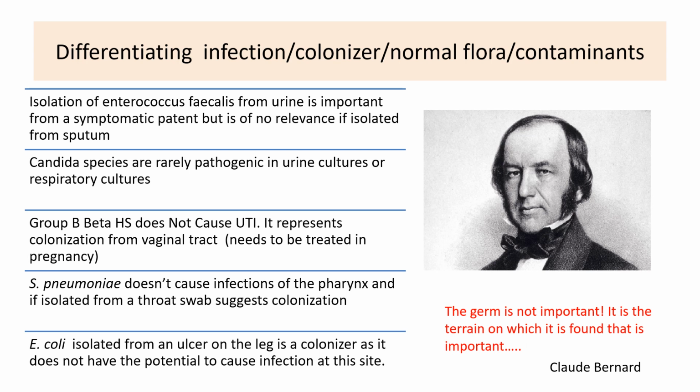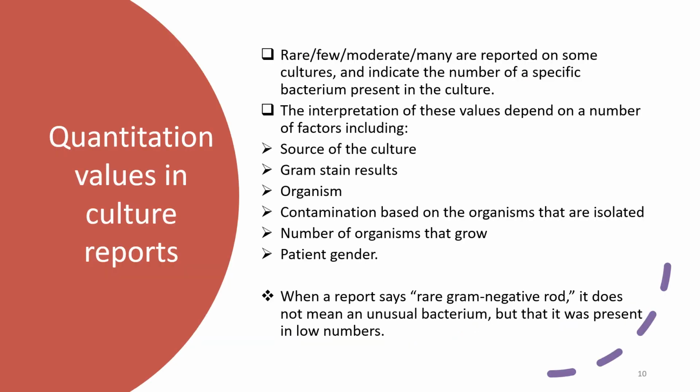Candida species are rarely pathogenic in urine or respiratory cultures. Group B beta-hemolytic streptococci do not cause UTI. So it is necessary to understand the habitat of the organism. Then it's necessary to understand the quantitative values of the bacterial or fungal colonies. Rare, few, moderate are reported in some cultures. So it is necessary to quantify and understand the significance of the colonies.